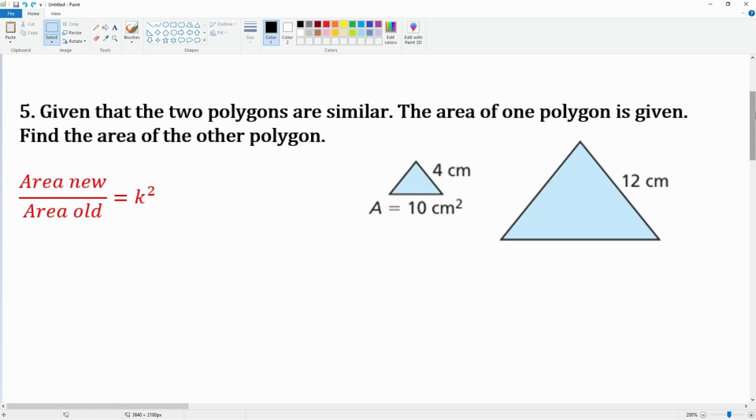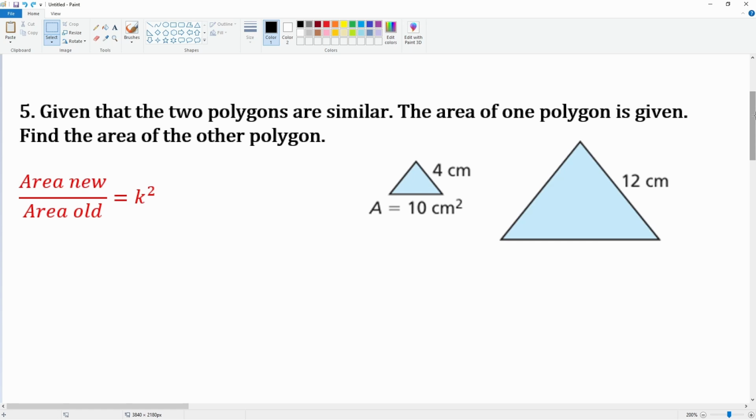First of all, it's always new over old. This time we're given the area. Area new divided by the area old, but notice this is equal to k squared. The reason why it's k squared is because it is the area that we are dealing with. For the perimeter, it was just k, but for the area, it is k squared, right?